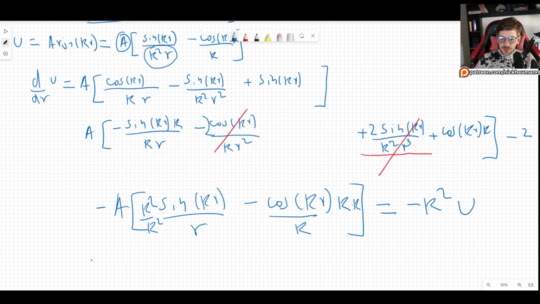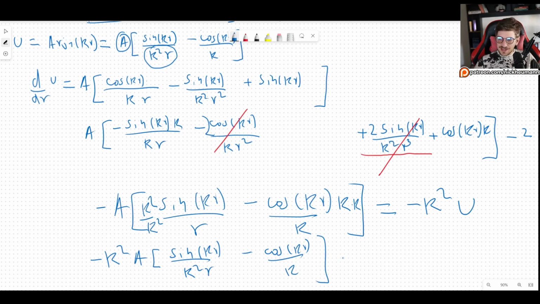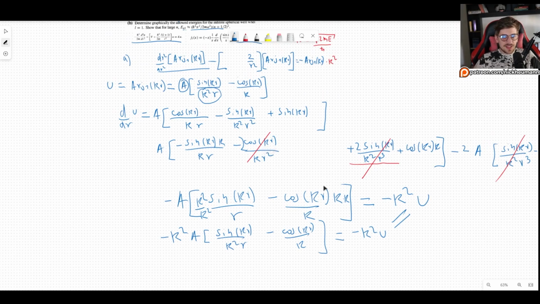So if we multiply and divide by k squared, or just by k actually, so times k and divided by k, that means we can factor out minus k squared, and then we have, let's keep the a outside. So minus k squared a, and then we have sine of kr over k squared r minus cosine of kr over k, and that is exactly u. So this is equal to minus k squared u, which is exactly what we have on the right hand side. So as you can see, this is indeed a solution.